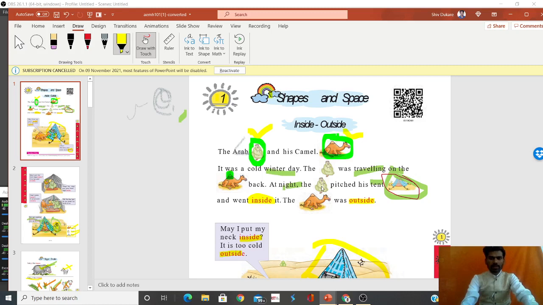At night, the Arab pitched his tent. Okay, this is the picture of the tent. And he went inside. The camel was outside. Now you can clearly understand who is inside and who is outside the tent. Outside the tent is the camel and inside the tent is the Arab.